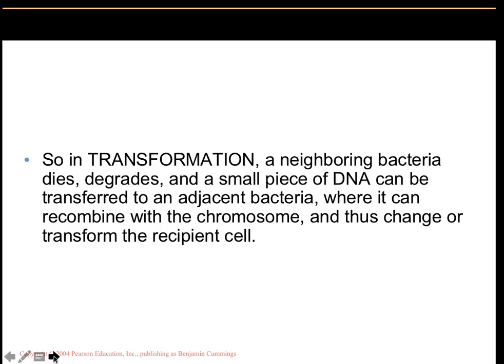So let me explain. I'll explain the definition, and then I'll go back to mousy land. In transformation, a neighboring bacteria dies, degrades, and a small piece of DNA can be transferred to an adjacent bacteria, where that little tiny piece of DNA from the dead donor recombines with the recipient chromosome and thus changes or transforms the recipient cell.